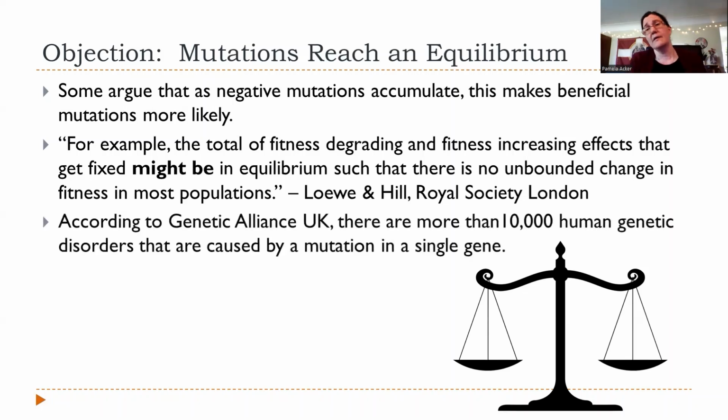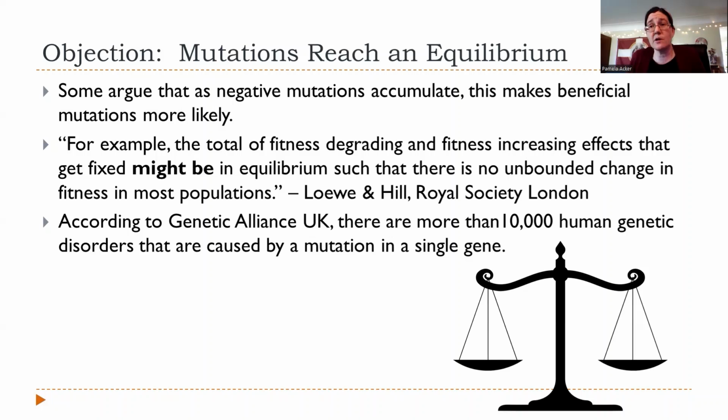All right. And according to reliable sources, there's somewhere between 7,000 and 10,000 human genetic disorders that are caused by mutations in single genes. Okay. If mutations reach an equilibrium, I want to know why, after 3.5 billion years of supposed evolution, where are the 10,000 human genetic conditions that are beneficial that are caused by mutation in a single gene? We are not at mutation equilibrium. And if we're not at mutation equilibrium after 3.5 billion years, I don't know when we're going to get there.